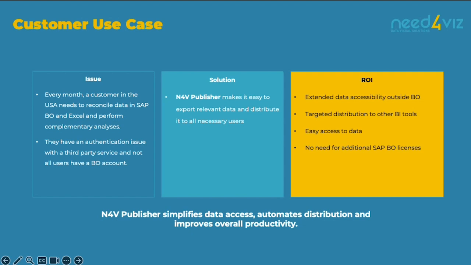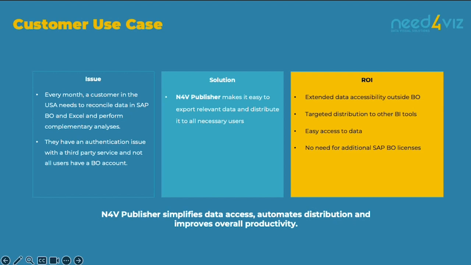They have an authentication issue with a third-party service, and not all users have access or an account within Business Objects. So the solution is that N4V Publisher makes it easy to export relevant data and distribute it to all necessary users. Now, what's the advantage of that? The advantage is to extend the data accessibility outside of Business Objects.